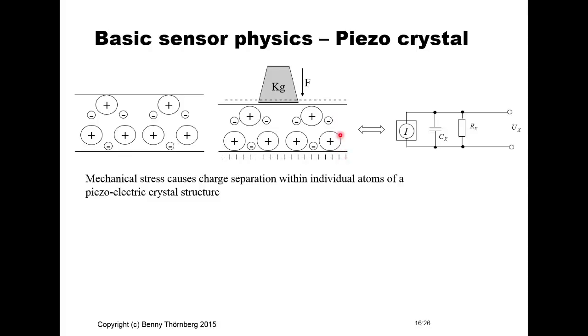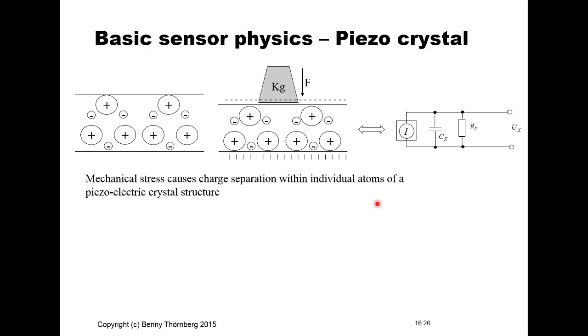We model this crystal as an equivalent electrical circuit having a current generator that is generating current when it is exposed to forces, a capacitor and a resistor. The resistor here is used because the charge will not be maintained for an infinite amount of time. So after a while it will start to disappear, even if we have an applied force.